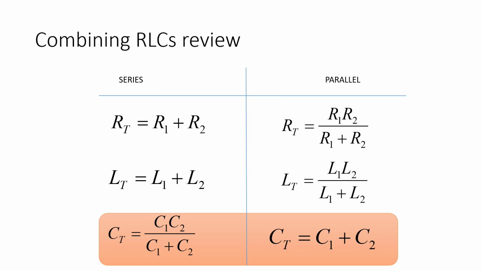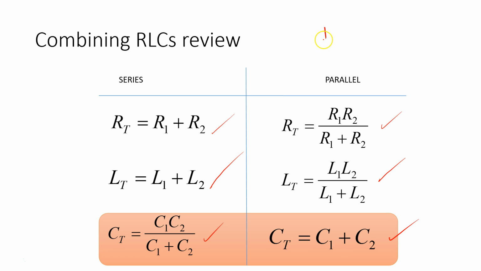Just to review, when we combined Rs, Ls and Cs, we saw that Rs in series added, just like inductors, and for the capacitors, they were product over sum, and it was the opposite in parallel. In parallel, we had product over sum for resistors and inductors, and we had them being added for capacitors. Now remember, this product over sum is only for two components.